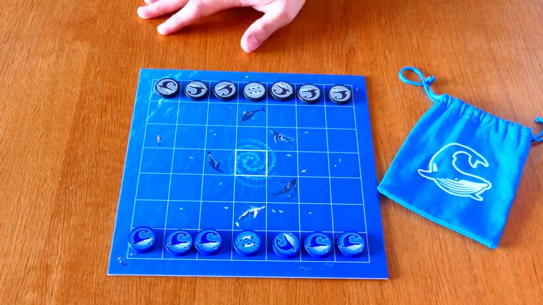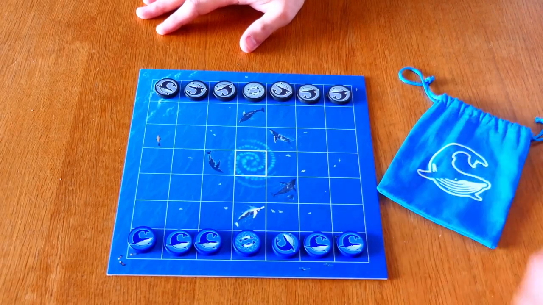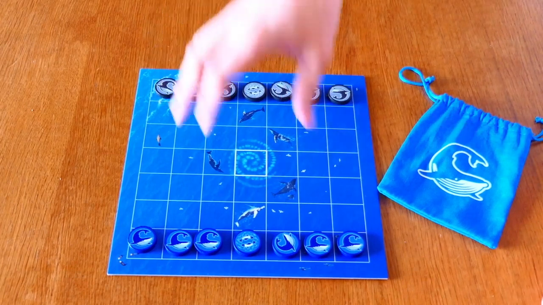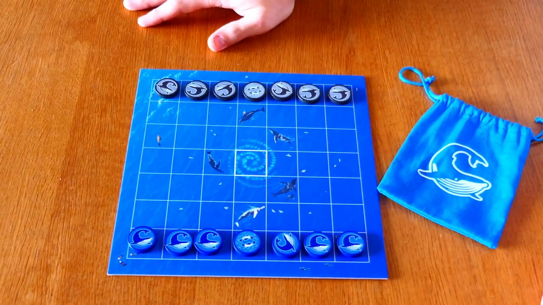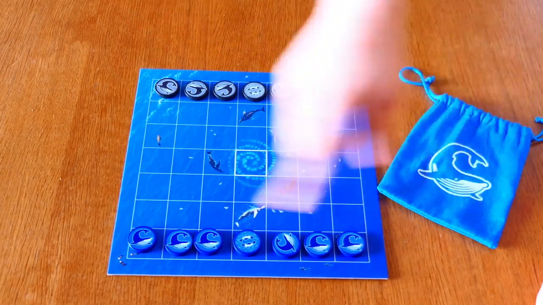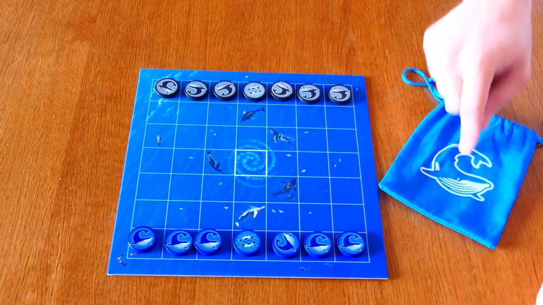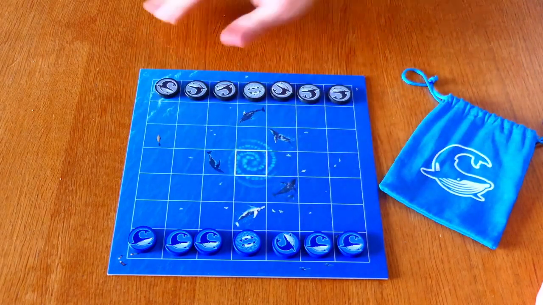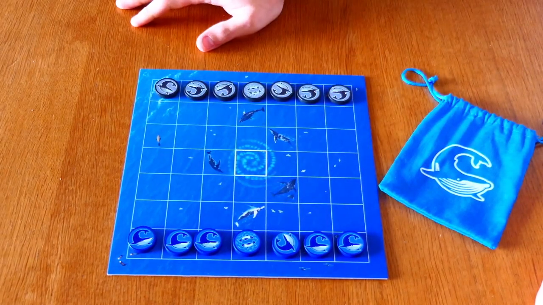So let's have a look at the rules of Boolean bubbles, one of my favorite games of the collection. When you start the game, you place the ocean board in the middle of the table between the two players, and you take out all the tiles from the humpback whale bag and place them like this on the board. So that's the start setup.